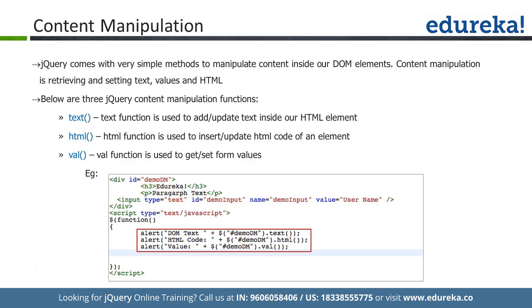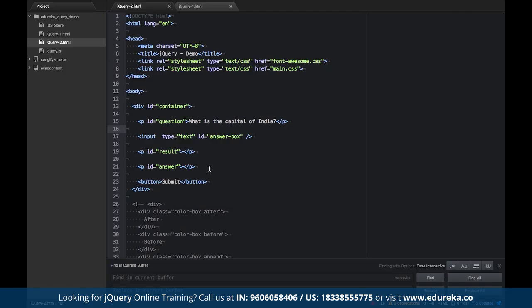So let's quickly jump into an example. What I've done here is written some simple HTML inside a container tag. There is a question, there is an answer box. The result is empty, because the user hasn't answered a question till now. And then there is an answer over here. So we will show the result of what the user submitted as well as the correct answer.